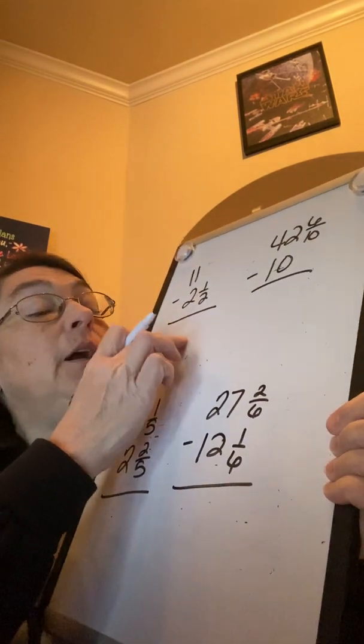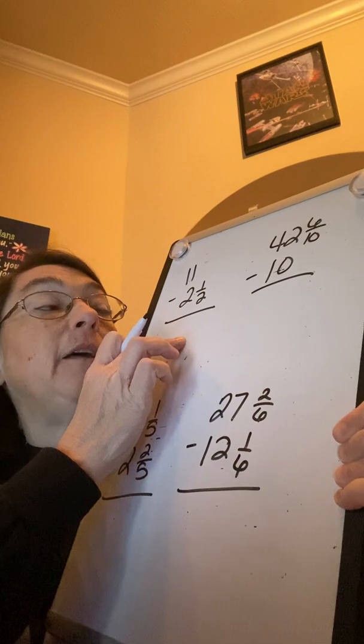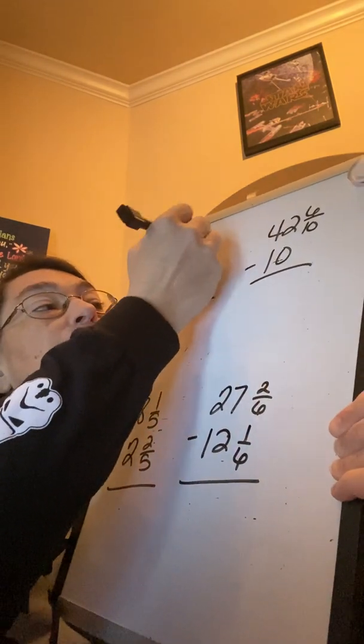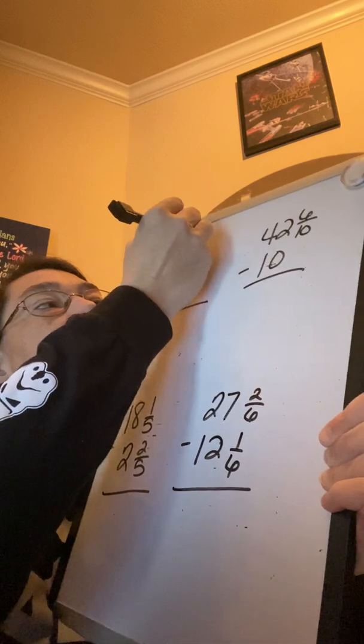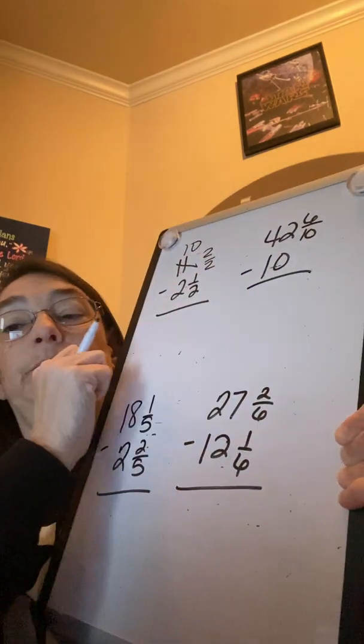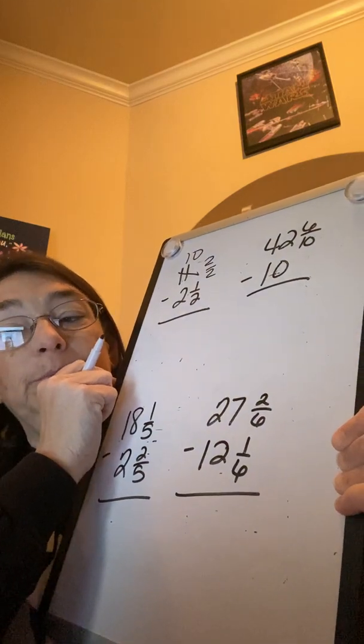Watch. All right, so number 13 is 11 minus 2.5. So I don't have a fraction here, so I have to make this 11 a 10. And I get 2/2. Do you see that, Lillian?